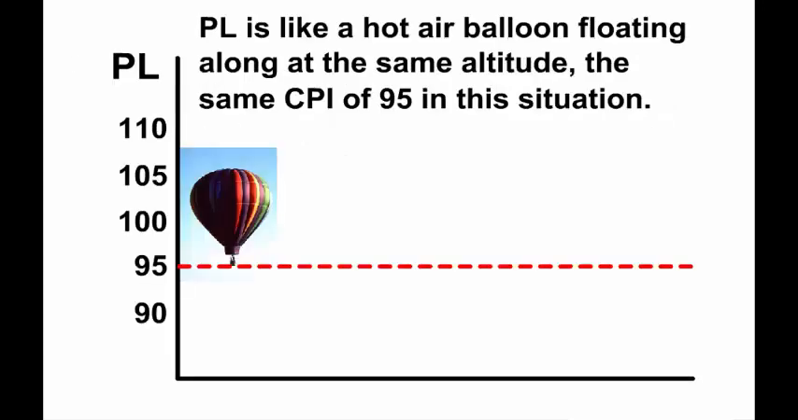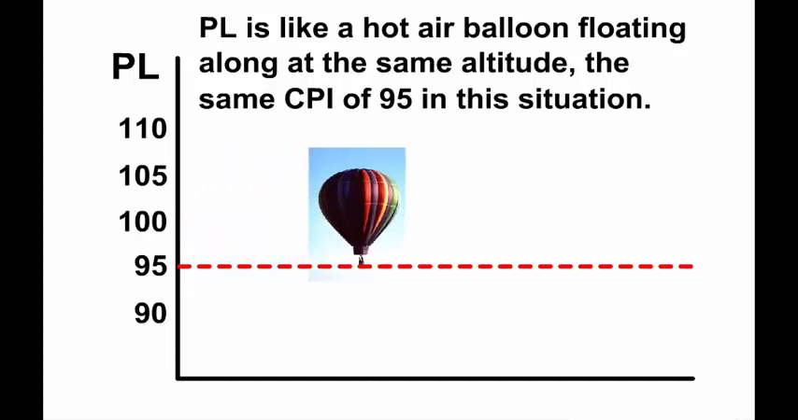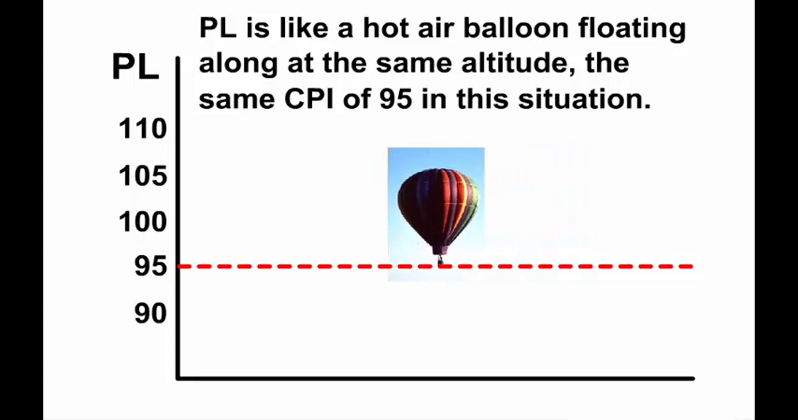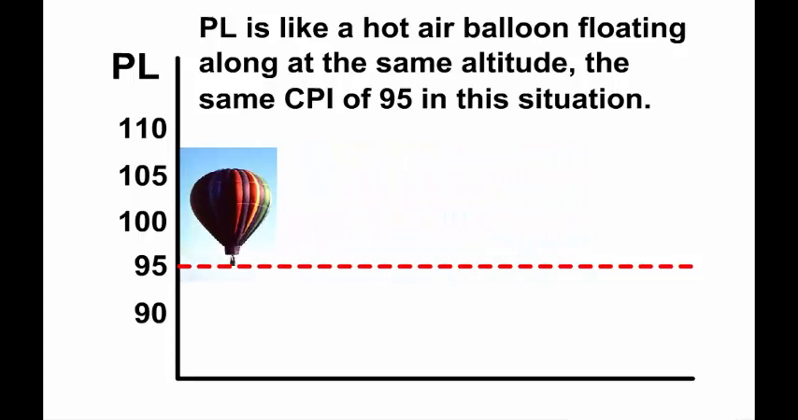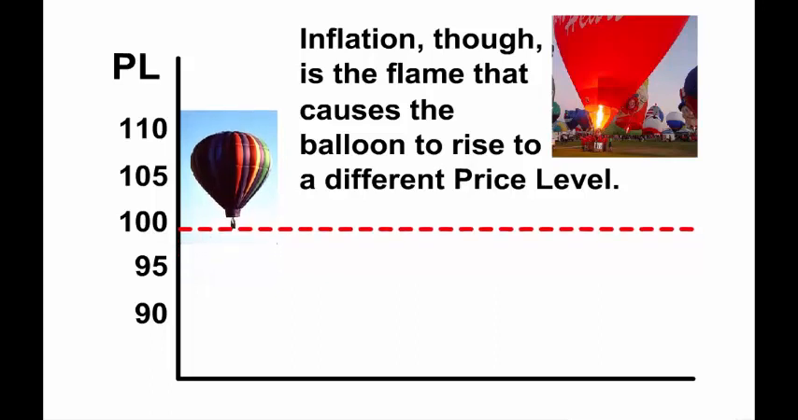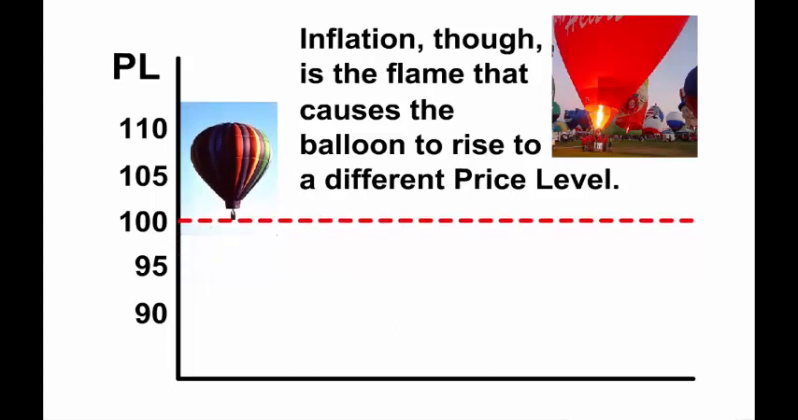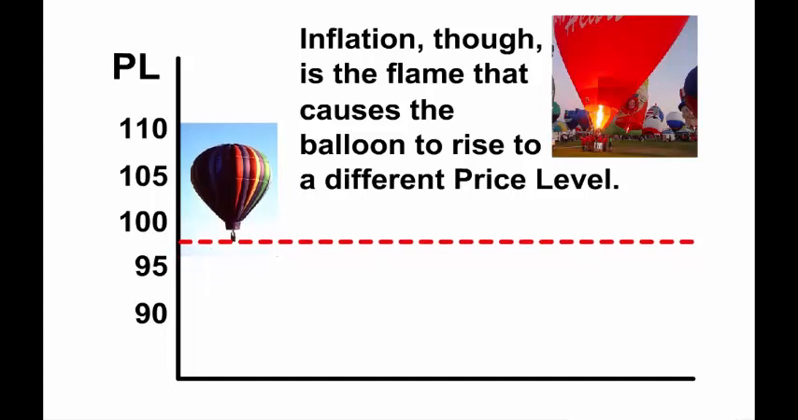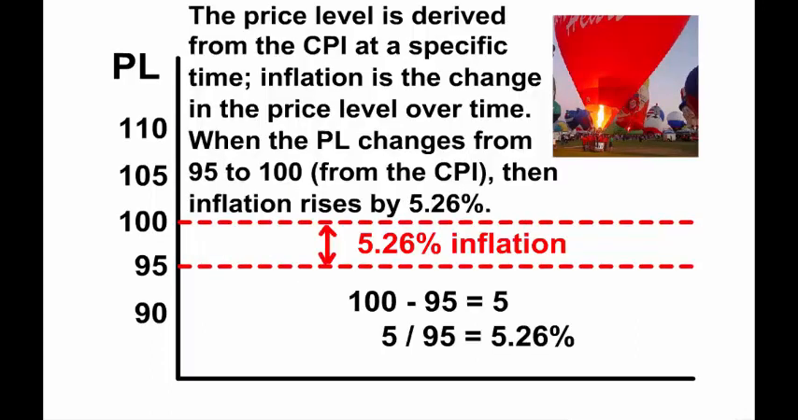Price level is like a hot air balloon floating along at the same altitude, the same CPI in this situation of 95. Inflation, though, is the flame that causes the balloon to rise to a different price level. The price level is derived from the CPI at a specific time. Inflation, though, is the change in the price level over time.